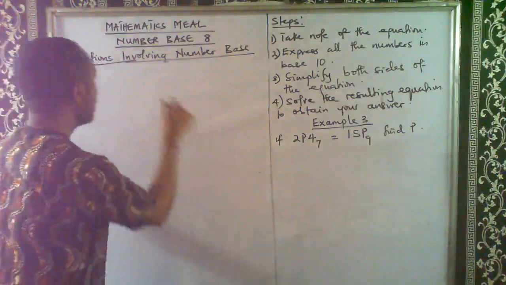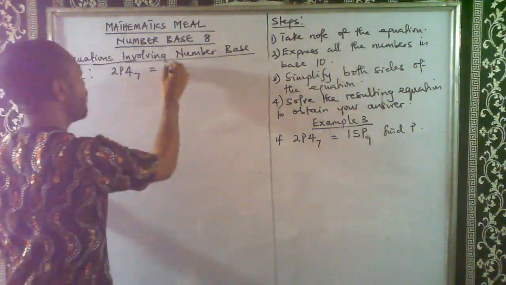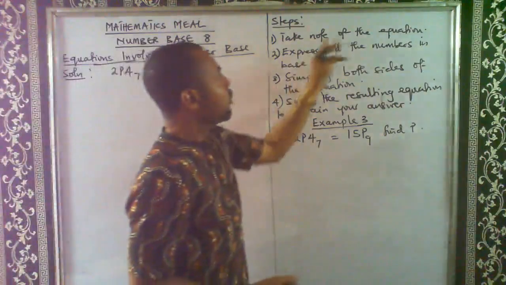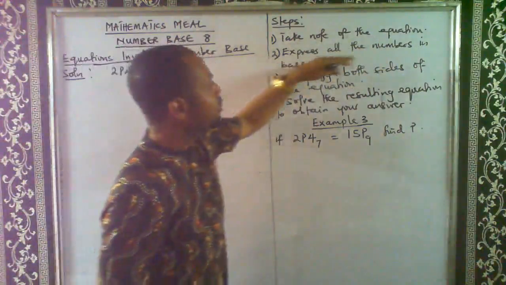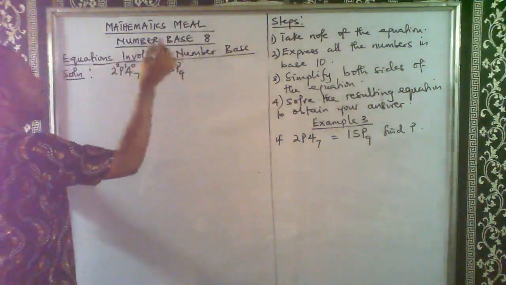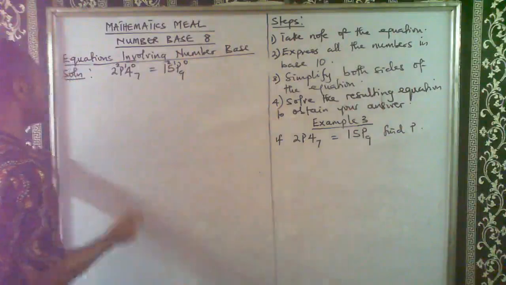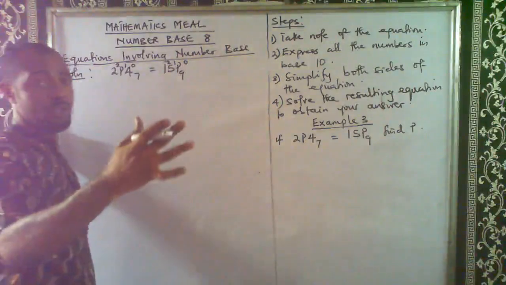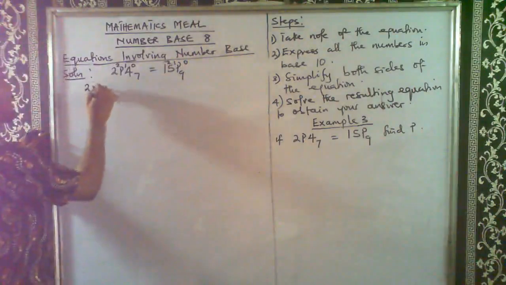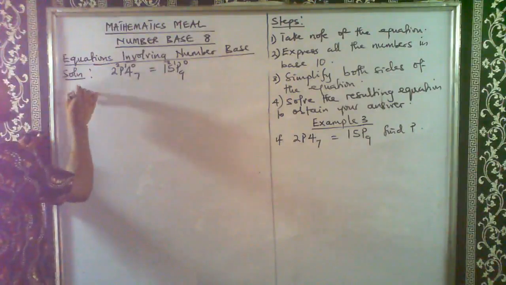Okay, we have 2p4 base 7 equals 15p base 9. The same approach. Take note of the equation, which is this. Express all the numbers in base 10. So you still assign the powers 0, 1, 2, you remember that. Just doing it for the sake of those that have not watched the video on how to change numbers from other bases to base 10. So we do this: 2 times 7, our base is 7.